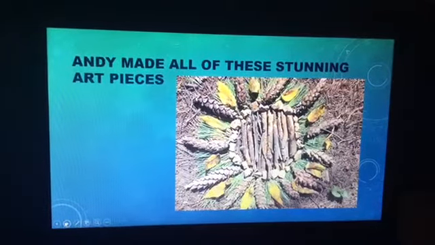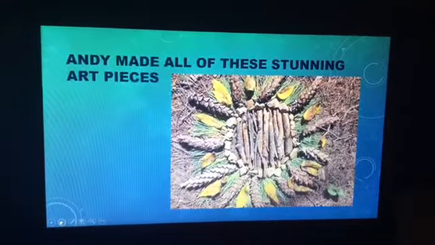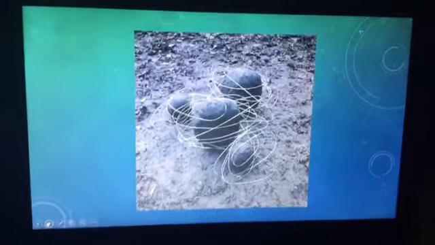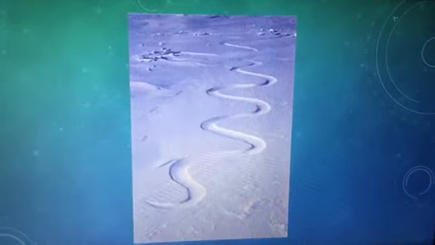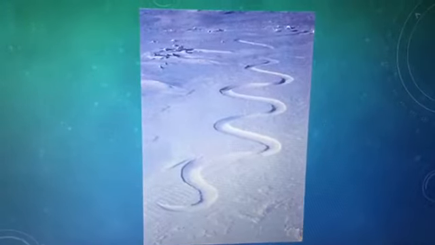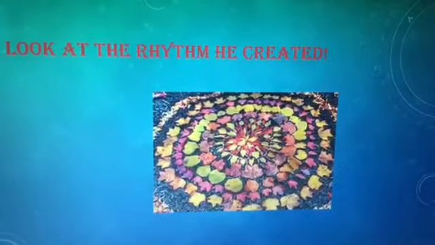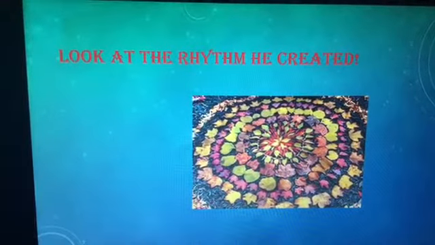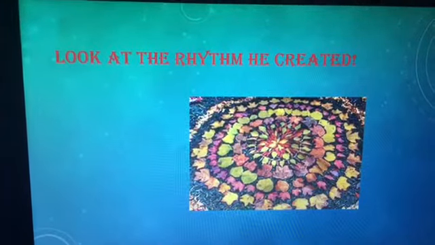Andy made all of these stunning art pieces. He used things he found outside in his environment. This one is when it got really, really cold. I wonder if he pulled a sled to create that wiggly line. Look at the rhythm he created in this picture. You can almost hear the music sound exploding as you look at it.